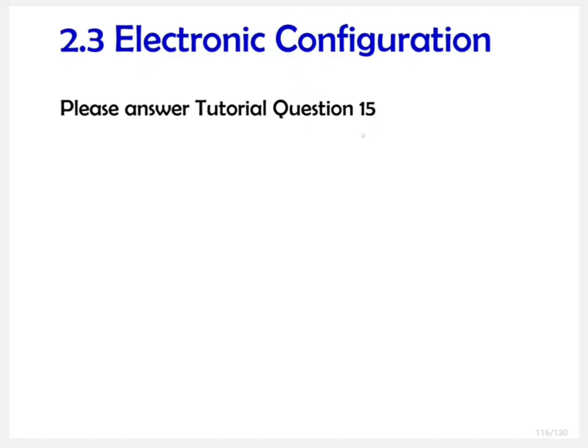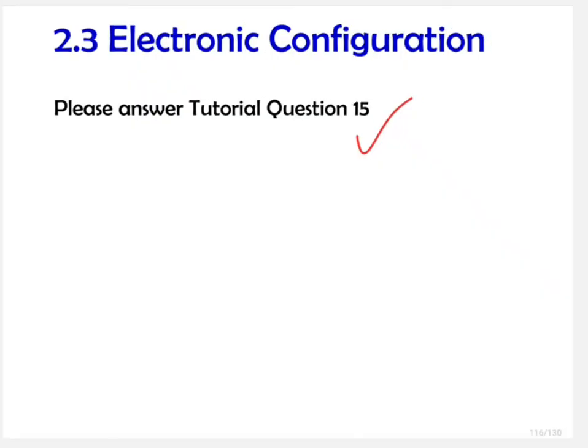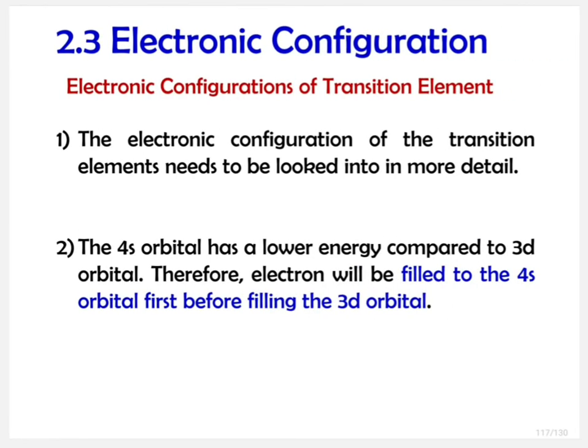Okay, so next please answer the tutorial question 15 from your practice book. Okay. Saya teruskan sedikit lagi dengan electronic configurations of transition element. Okay, so untuk transition element ni kita nak tengok sedikit in more details. Okay, because transition element ni melibatkan 3D dan 4S. So please remember in Aufbau, we have learned that 4S must be filled first before 3D.